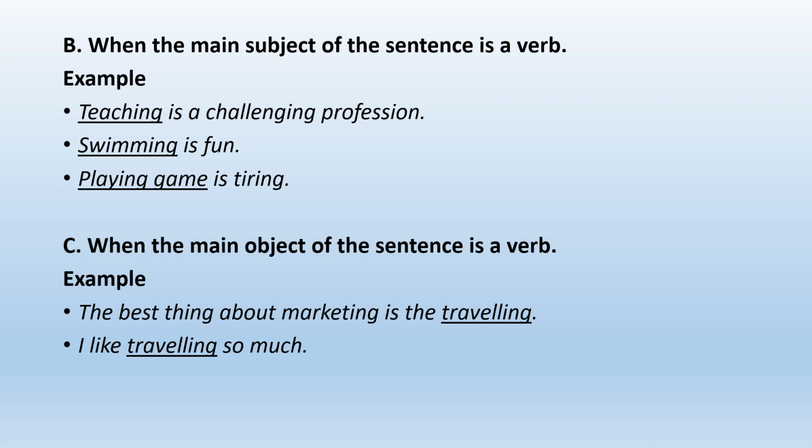Now we move to part C. When the main object of the sentence is a verb, we are going to use gerund. So if a verb becomes an object of a sentence, we need to change it into gerund. The first example: the best thing about marketing is the traveling.